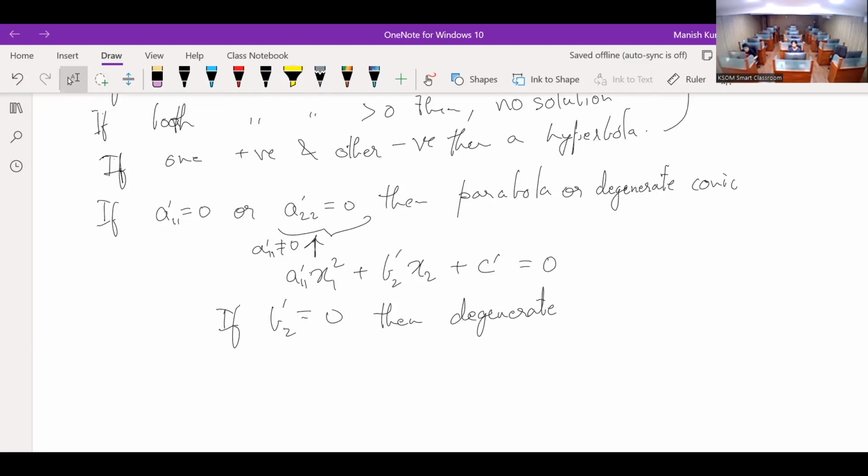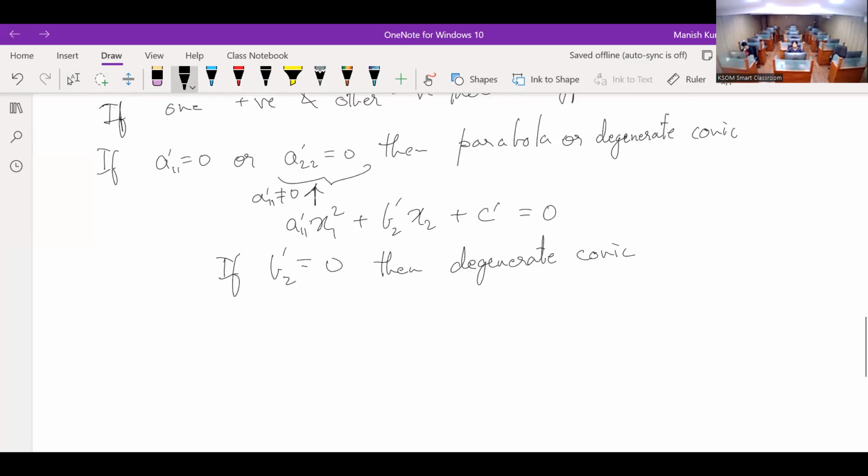So if B2 prime is 0, then it is a degenerate conic. Basically either a pair of lines, or just one line, or maybe an empty set, depending upon the signs. If C prime is positive and A11 prime is positive, then empty set. If they have opposite signs, then pair of lines. And if C prime is 0, then one line. So then it's a degenerate conic.